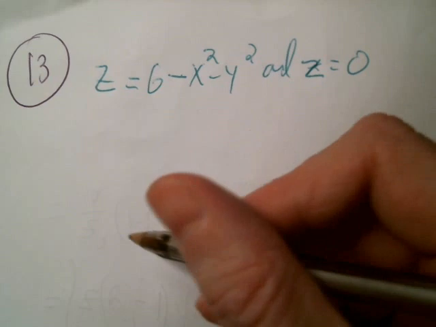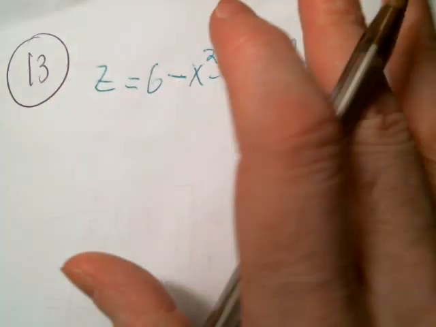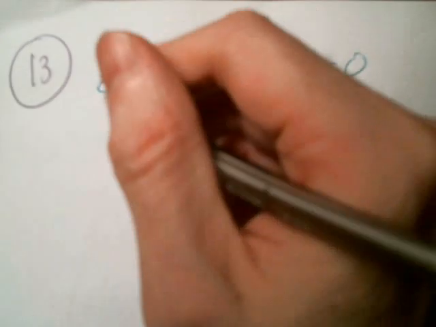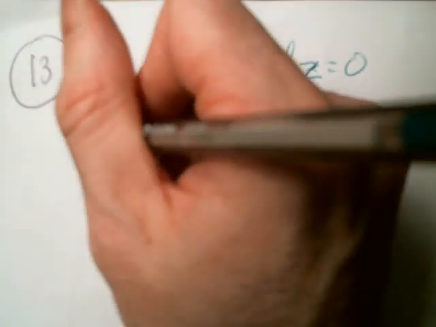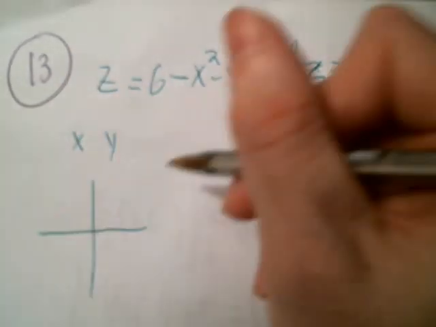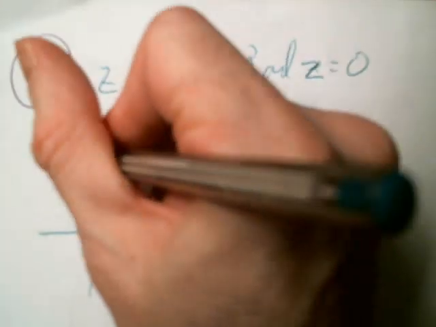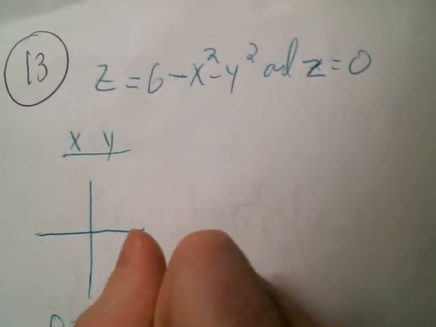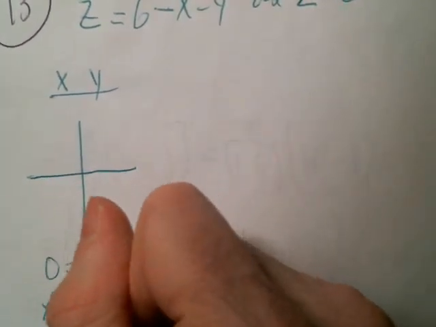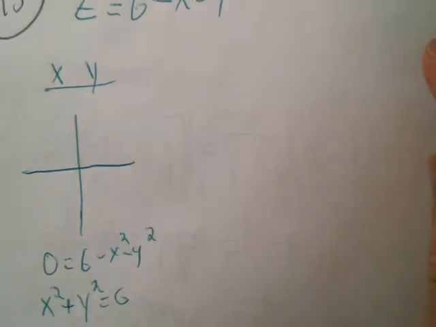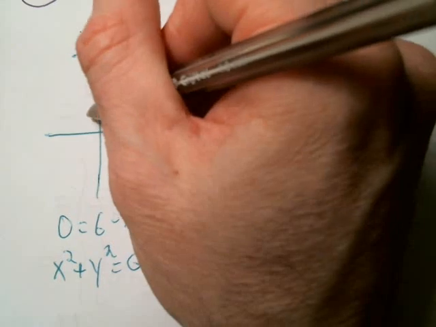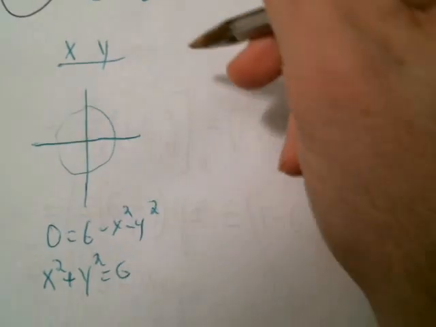So you could do that sort of chapter 11 analysis where you look in all the three different planes and kind of piece it together. It's going to be a paraboloid, but in case you didn't know that, you kind of go plane by plane, right? So in the xy plane, when z is equal to 0, you're going to get 0 equals 6 minus x squared minus y squared, and then solve for, so you get x squared plus y squared is 6. And then that's just a circle with radius square root 6. Okay, so you get some sort of circle there.